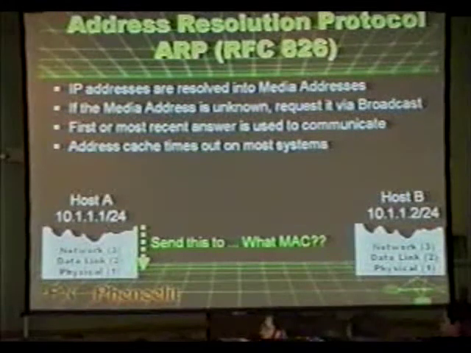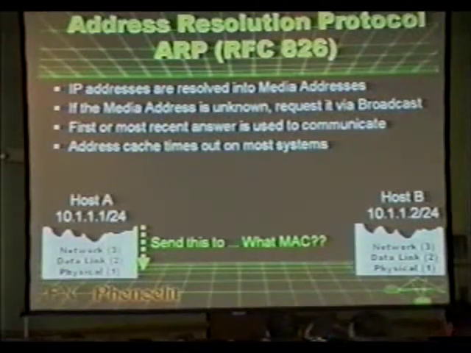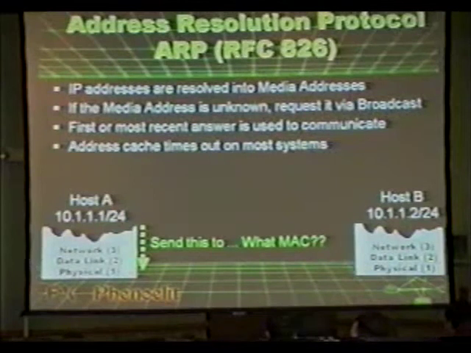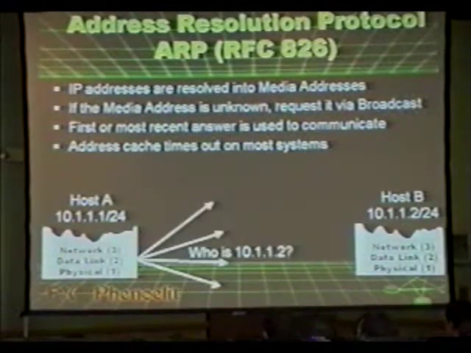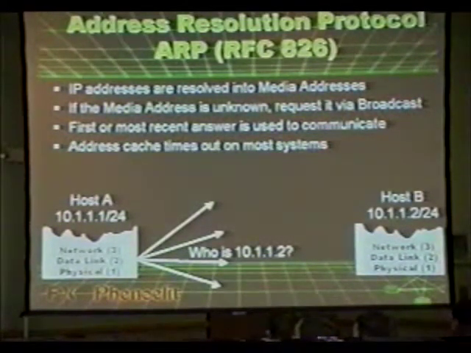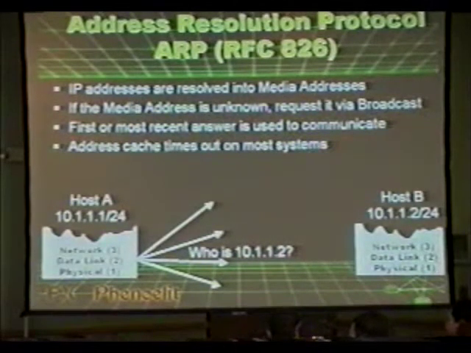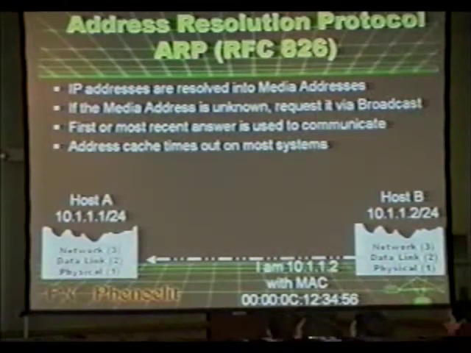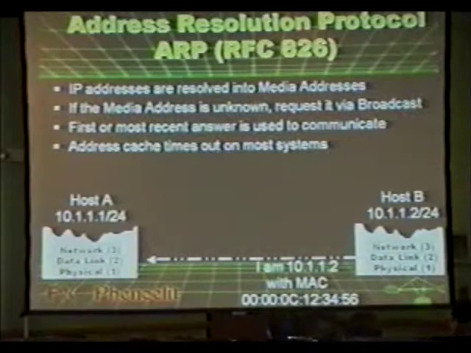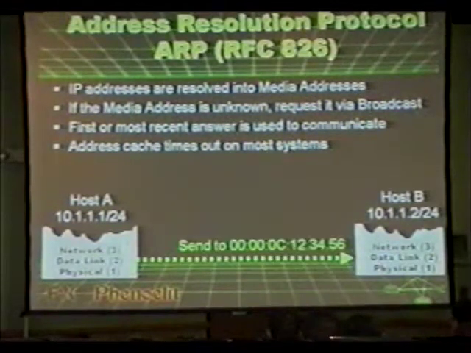is kind of messed up. So he thinks, what's the MAC address? Well, what he does, he cries out, who is 10.1.1.2? And he does that very loud. We call this a broadcast. So host B is a little bit annoyed about this crying around, but sends back his MAC address so they can communicate, which then looks like this.